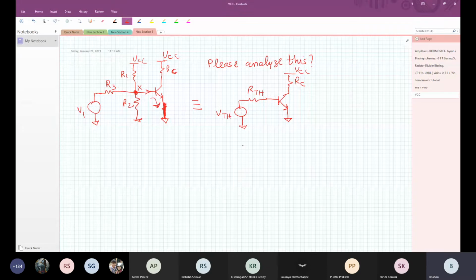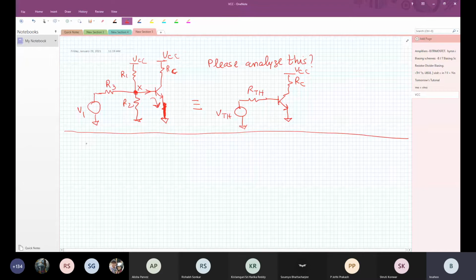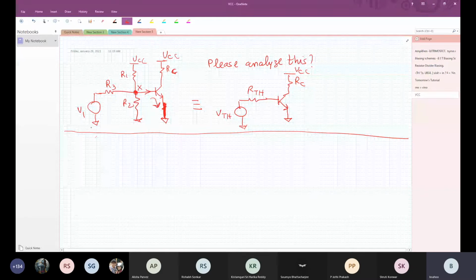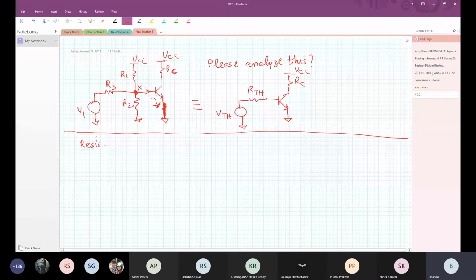Okay, so now we'll talk about another biasing scheme called resistor divider with emitter degeneration.